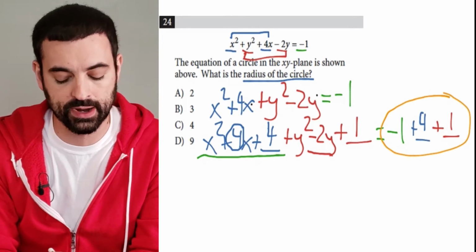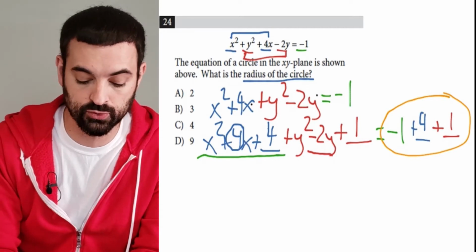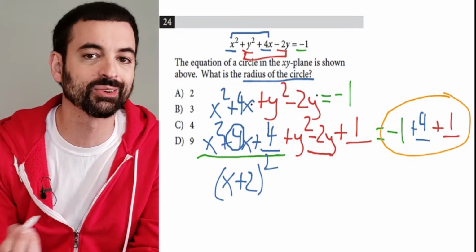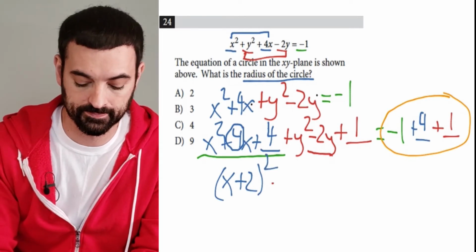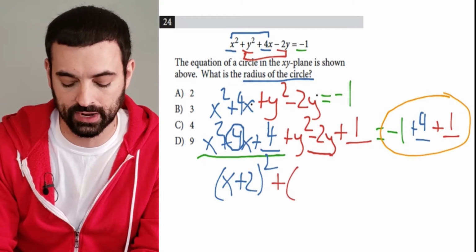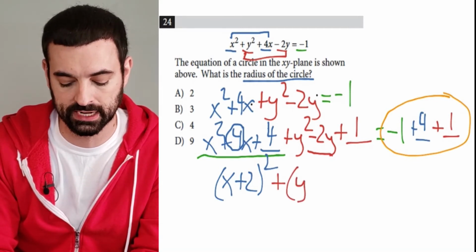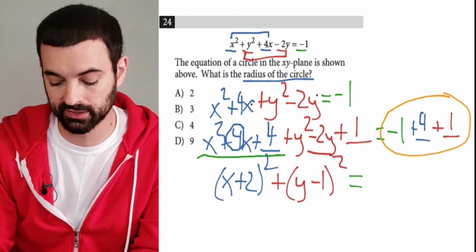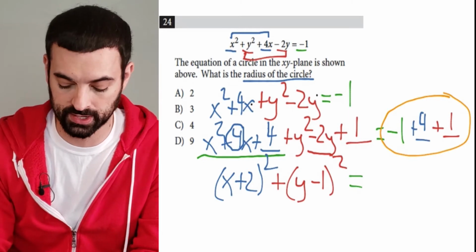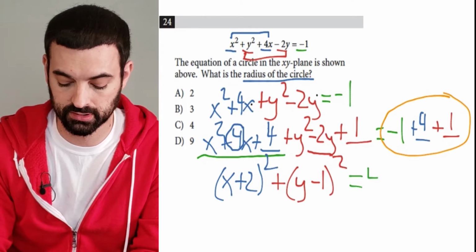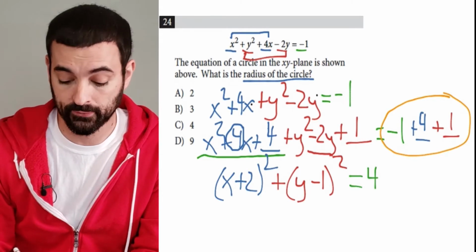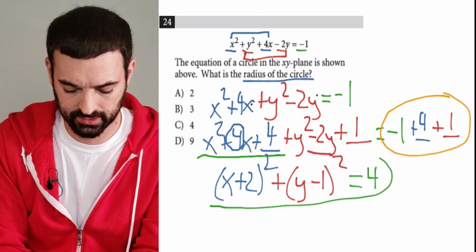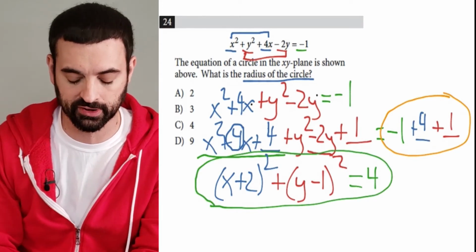X squared plus 4x plus 4 can actually be rewritten as x plus 2 squared. That's the goal of completing the square. And y squared minus 2y plus 1 can be rewritten as y minus 1 squared. And what it equals, -1 plus 4 plus 1, is 4. 4 is our radius squared, right? This is our formula. Everything is in the terms of our circle formula.